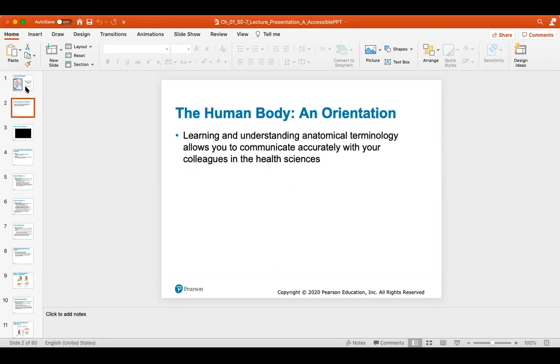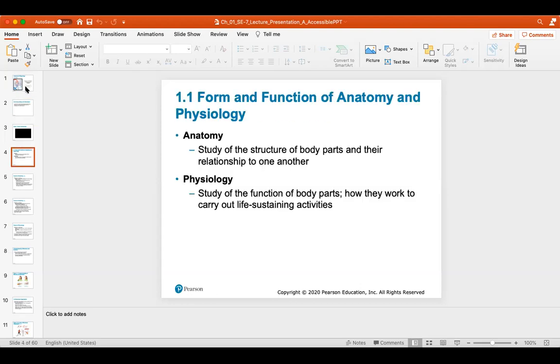So the human body, as you know from anatomy, learning and understanding all the anatomical terminology first will allow you to communicate accurately with all of your colleagues in the health sciences. And a lot of you are probably here because you want to enter some sort of healthcare related field, whether that's nursing, PT, OT, a wide variety of things. So it's great to have you guys here. You're entering a really great field filled with job security, especially at the moment.